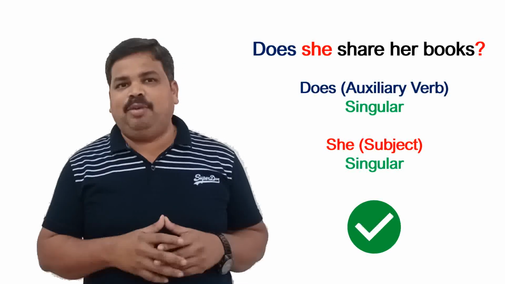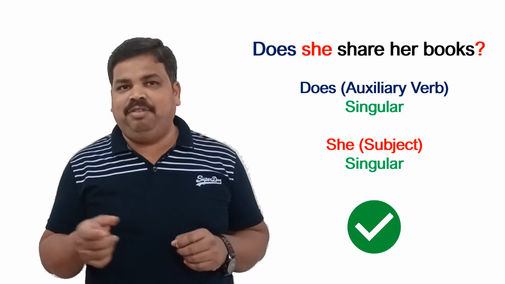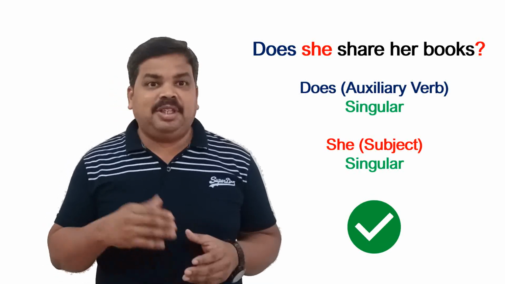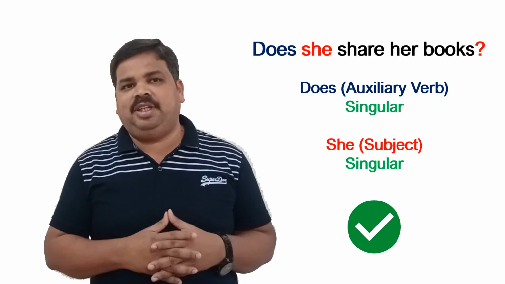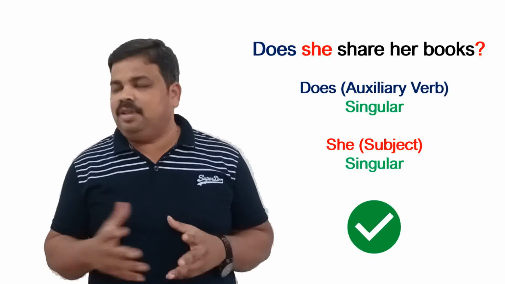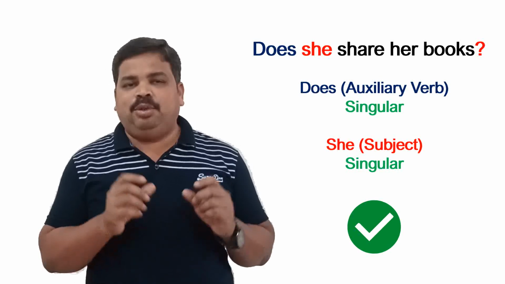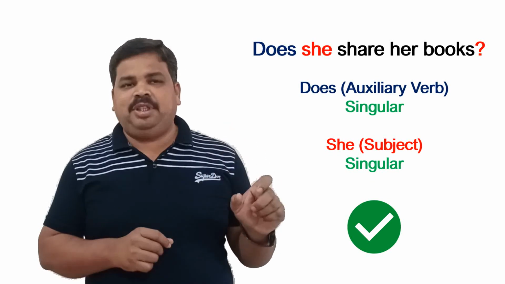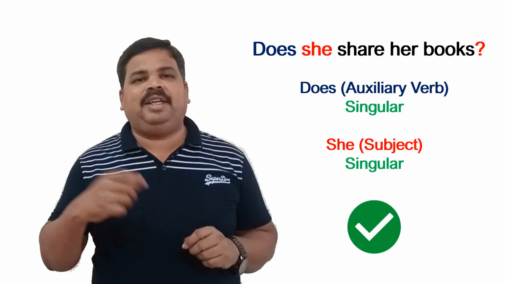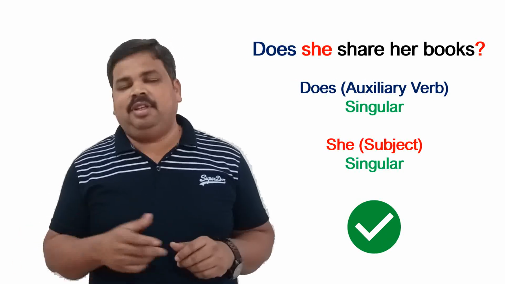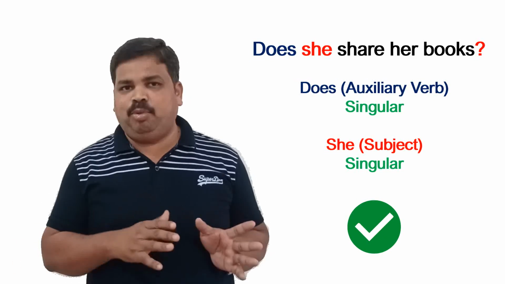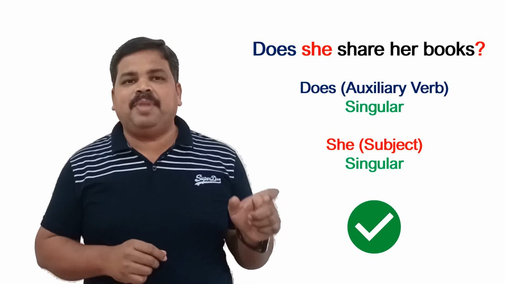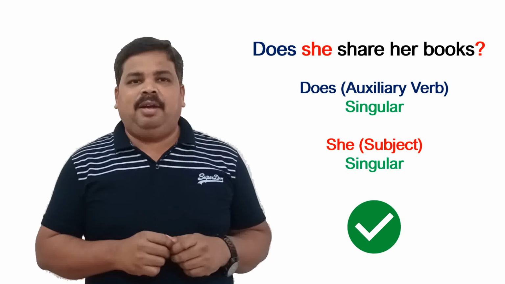Then we have another one, which is the main verb, like share or give. Does she give? Does she share? Most people even make a mistake here, so they simply say "does she shares," "does she gives." That's wrong. The matching should take place only between the subject and the auxiliary verb, not with the main verb. So when a sentence has both a main verb and an auxiliary verb, the agreement should take place only between the subject and the auxiliary verb.